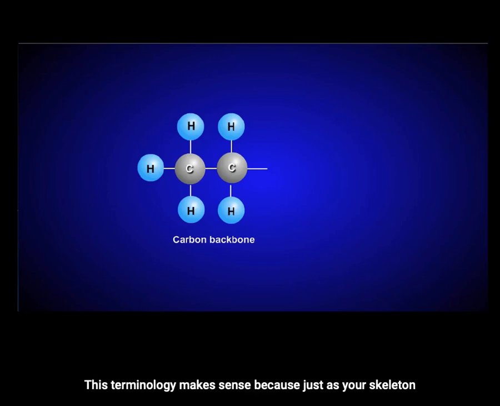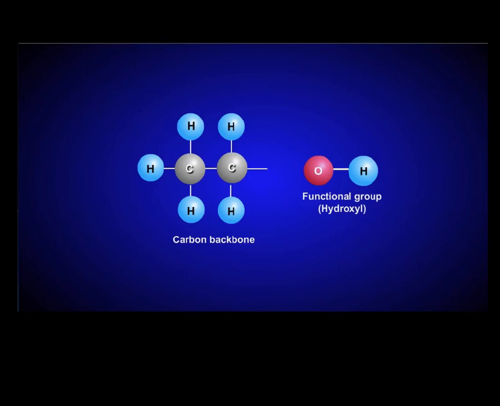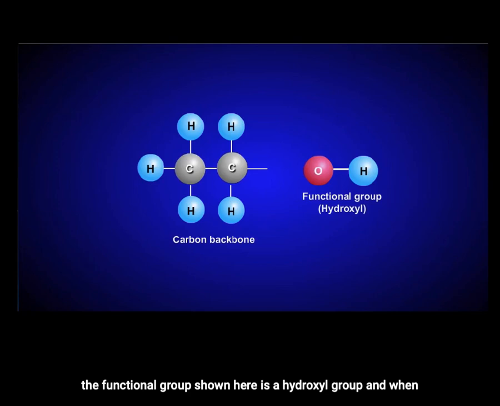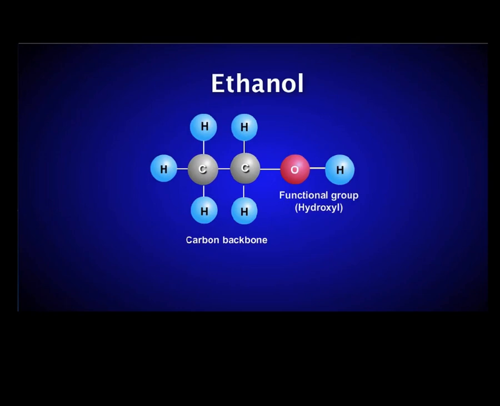This terminology makes sense because, just as your skeleton accounts for your shape, so too does the carbon skeleton of a biomolecule account for its shape. The reactivity of a biomolecule is mostly dependent on the functional group that attaches to its carbon backbone. A functional group is a specific group of bonded atoms that always has the same chemical properties and always reacts in the same way. The functional group shown here is a hydroxyl group, and when it attaches to this carbon skeleton, the compound ethanol is formed.